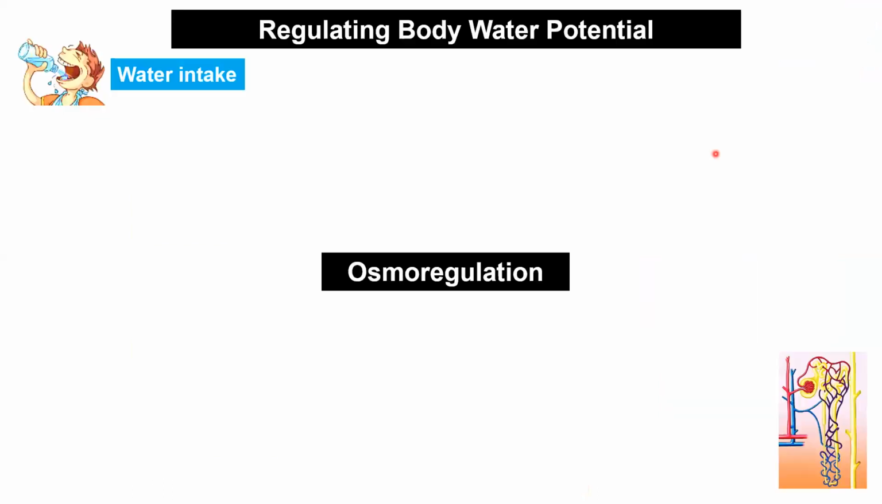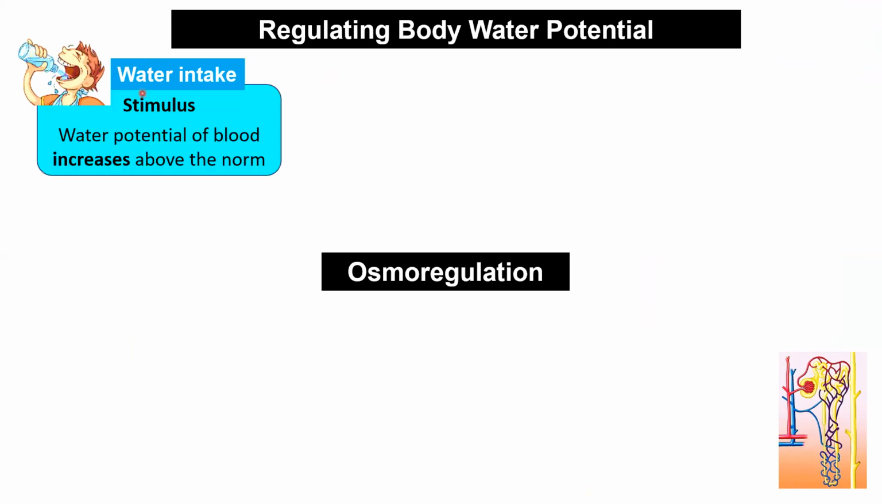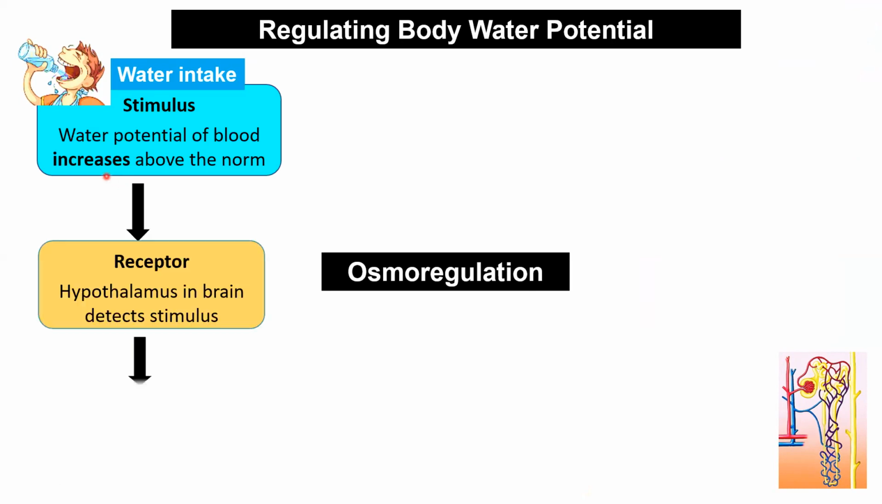Okay, next, about regulating the water potential, my favorite topic, osmoregulation. When you take in water in larger amounts, the water potential of the blood will increase above the normal condition. What will happen? The hypothalamus in the brain will detect the stimulus because it has the receptor.